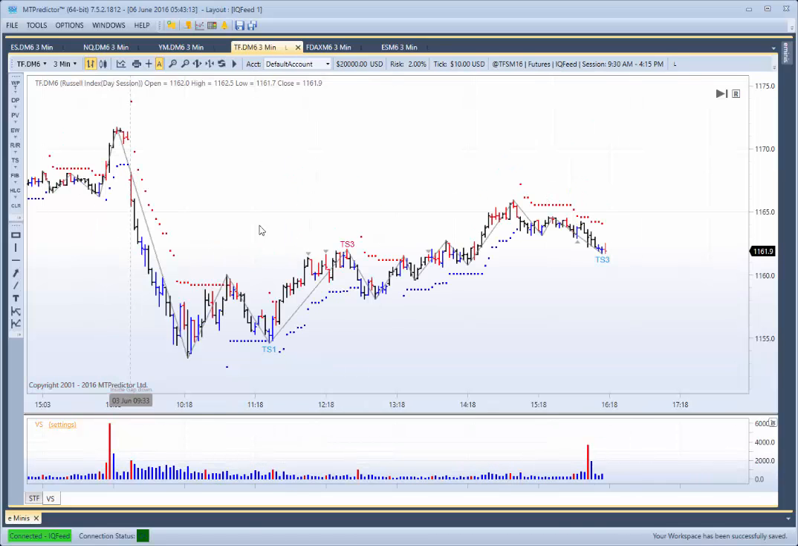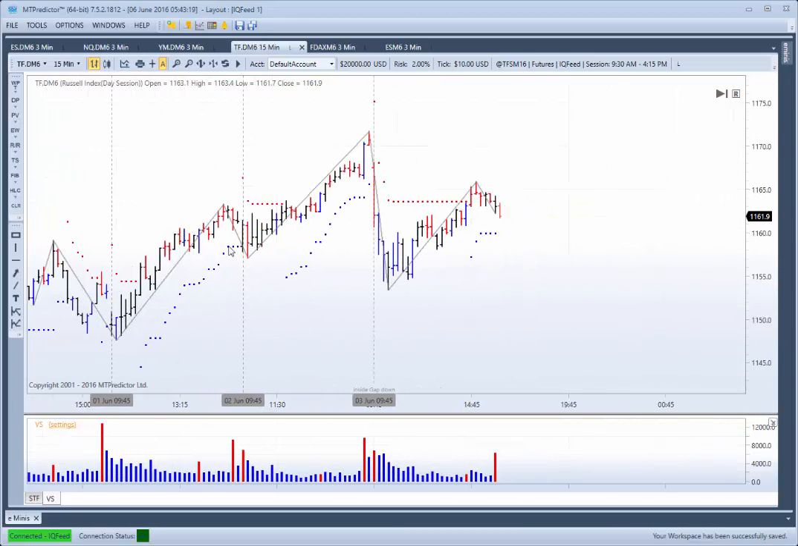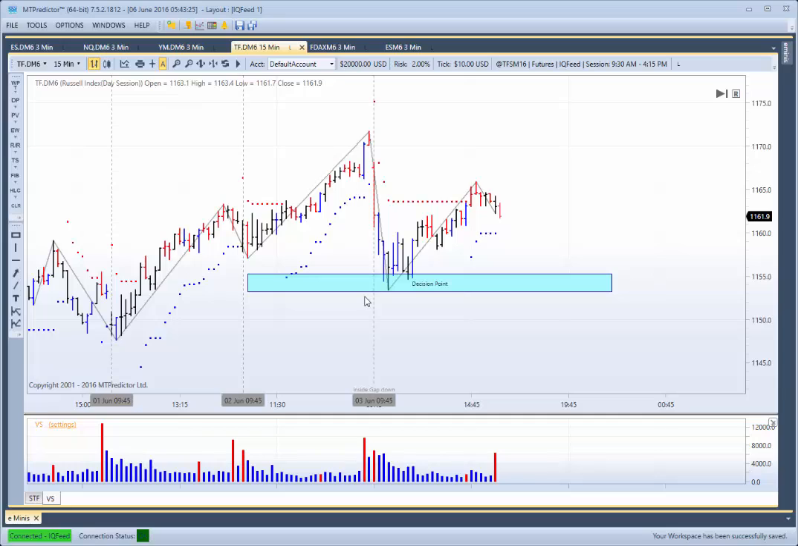But the star of the show was the Russell Index. I just want to go through this again. So we go to our higher time frame chart. Here's our last pivot low. Right mouse click DP. As I've shown with the ES, remember this would have been on the chart in advance before the market even got there. So it would have been preparing you for potential support.